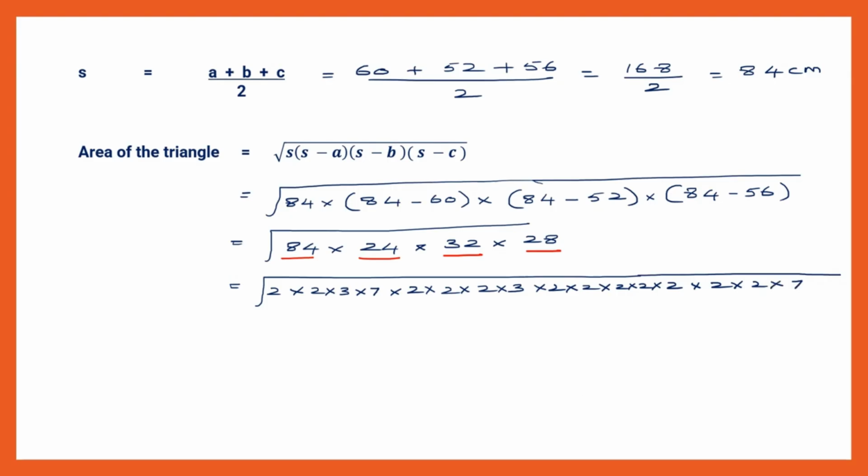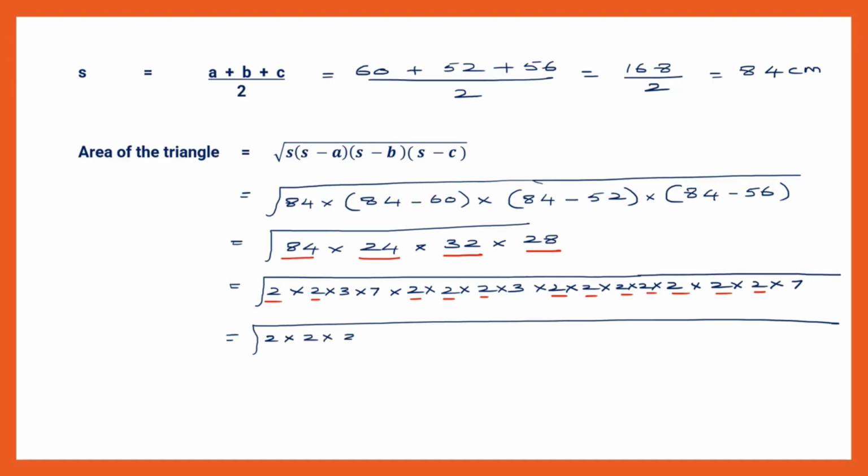Now here, since there are many numbers, let's put all the like numbers together. All the twos, let's put it together. So let's see how many twos there are. 1, 2, 3, 4, 5, 6, 7, 8, 9, 10, 11, 12. There are 12 twos. Let's put all the twos together: 1, 2, 3, 4, 5, 6, 7, 8, 9, 10, 11, and 12 twos.